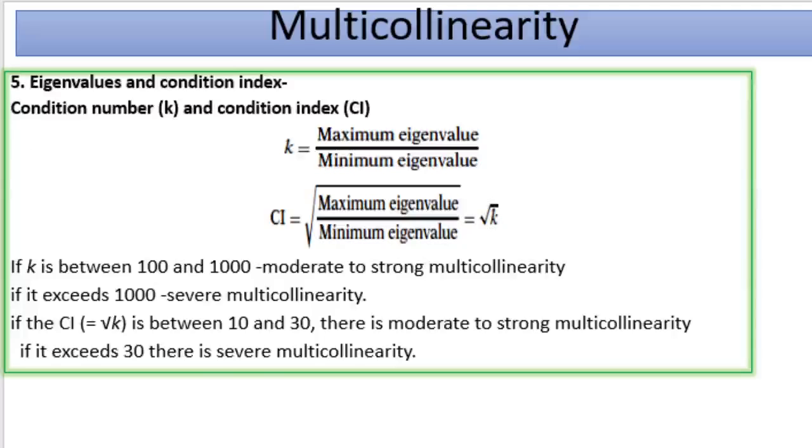That is, if k is 100 to 1000, then strong; if it exceeds 1000, severe. In the case of the conditional index, if it ranges from 10 to 30, there is moderate to strong multicollinearity. If it exceeds 30, then there is severe multicollinearity.